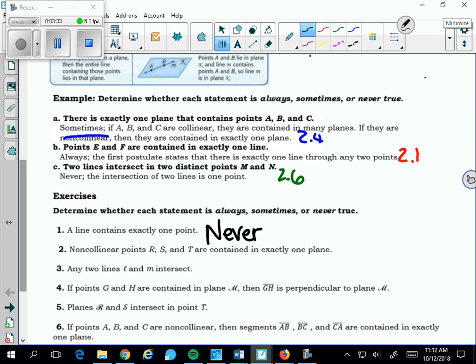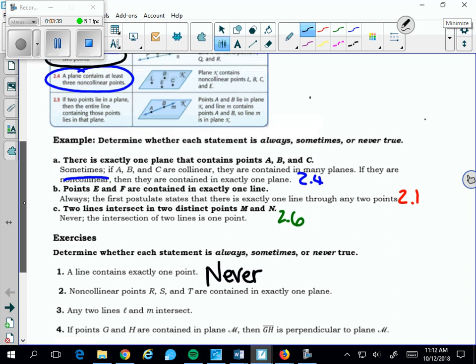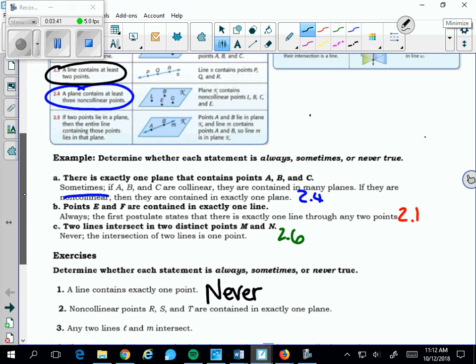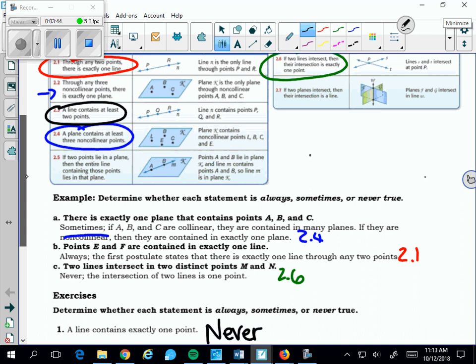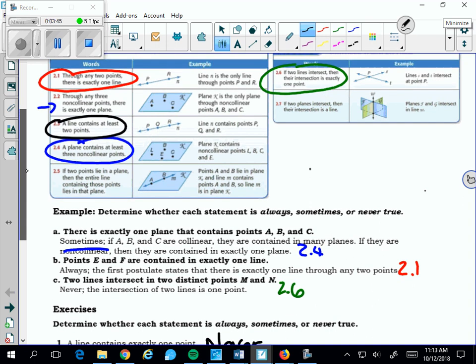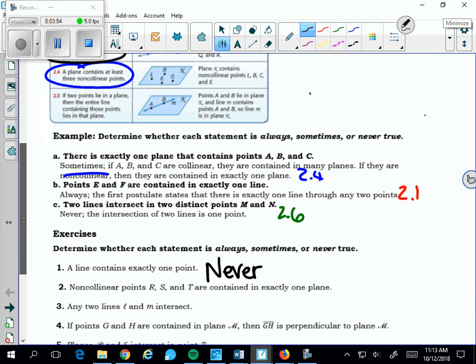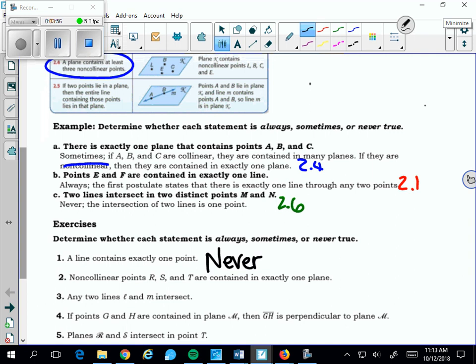Number 2 kind of relates to the example that we just did. Non-collinear points R, S, and T are contained in exactly one plane. Again, if I go up here, 2.2 again leads me to that response. Through any 3 non-collinear points, there's exactly one plane. That's exactly what that says. That is always true.